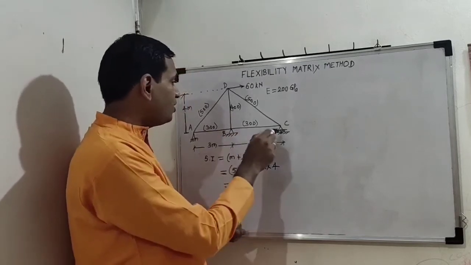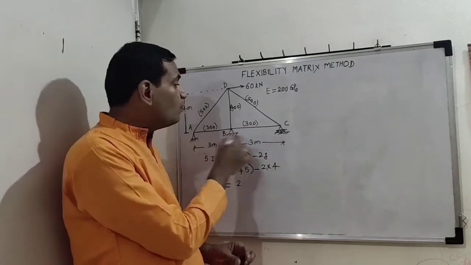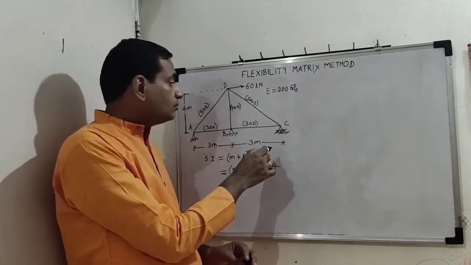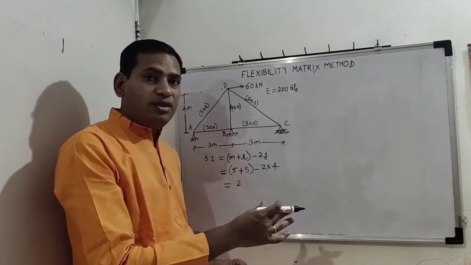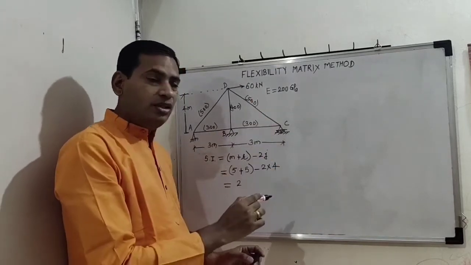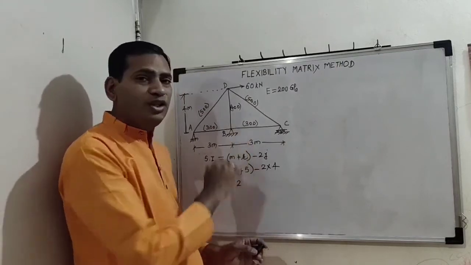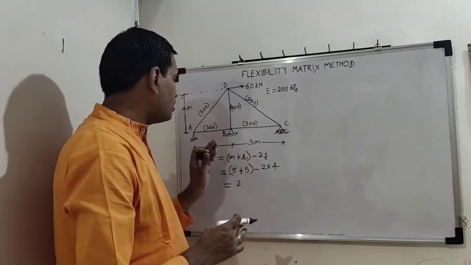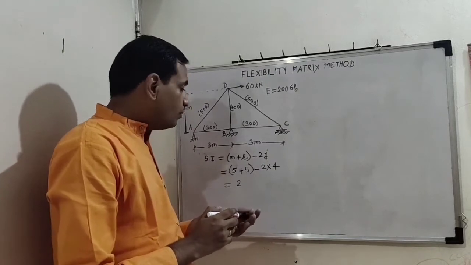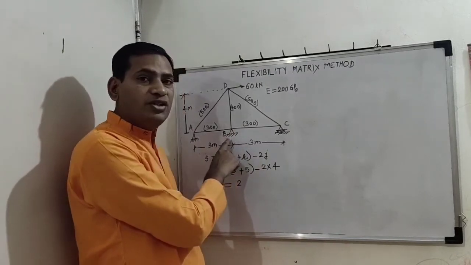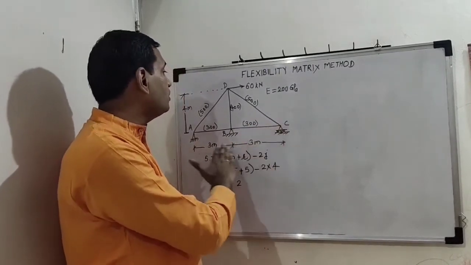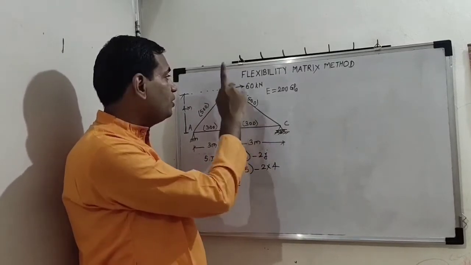Because if you are making any of the reactions 0, it means you are removing the supports. So it should not happen that after removing the supports, truss gets collapsed. So we need to keep intact supports A and C, and we will go for assuming these 2 reactions 0 so that truss will be stable on end supports. So we will remove this support, and then we will find out forces in the members because of external loading.